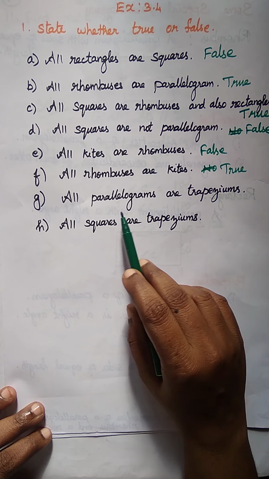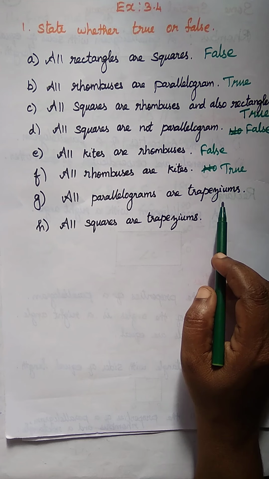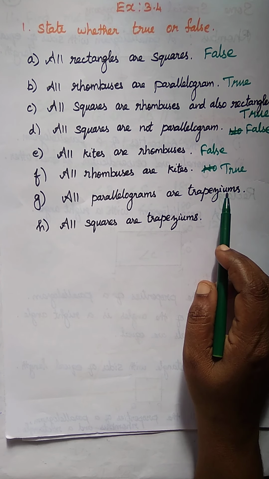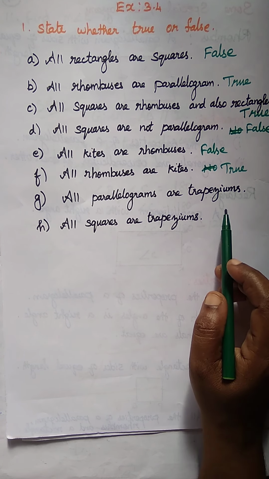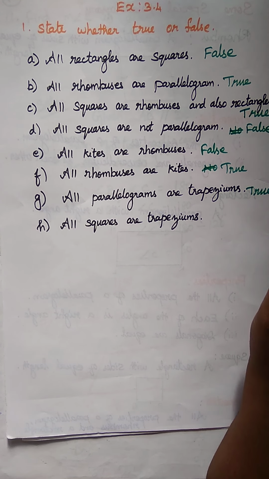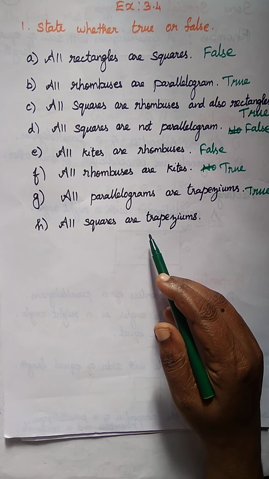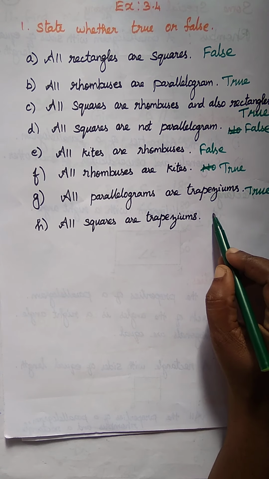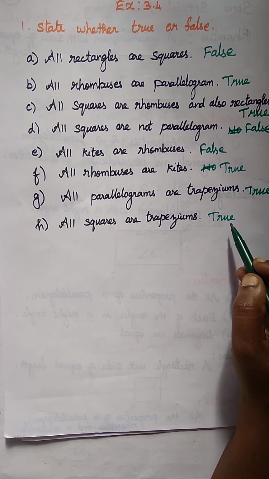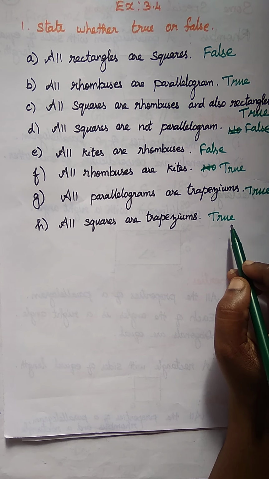Okay, now all parallelograms are trapezium. Yes, in a parallelogram opposite sides are parallel, and a trapezium also has parallel opposite sides, so it is true. Next, all squares are trapezium. Yes, because a square has a pair of parallel opposite sides, in fact two pairs of opposite sides are parallel. Okay? So if we use that definition, it is true.